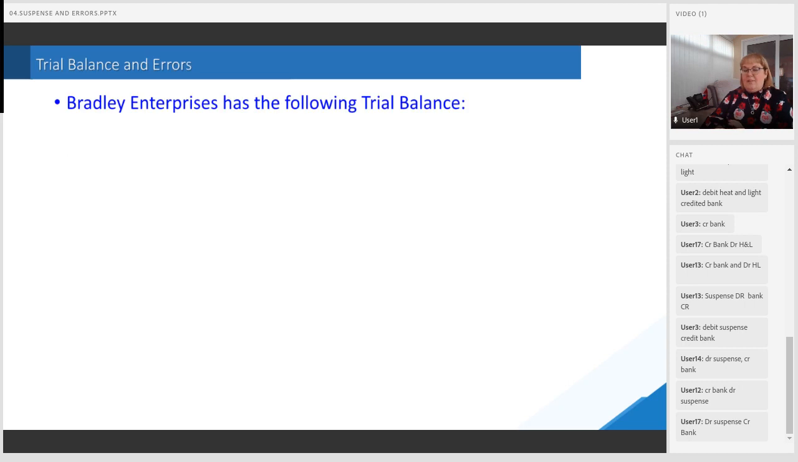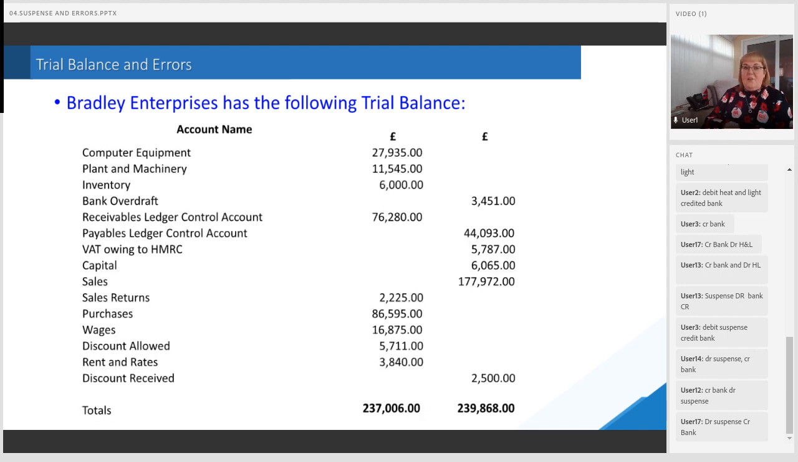Let's go on and have a look at different types of problems or different types of questions that we could come across. So Bradley Enterprises has the following trial balance. Okay, and I can instantly see, guys, I've got a problem here. My debits and my credits don't agree. So I've either got a single entry transaction that took place, debits and credits have not the same amount, or I've missed the ledger account.